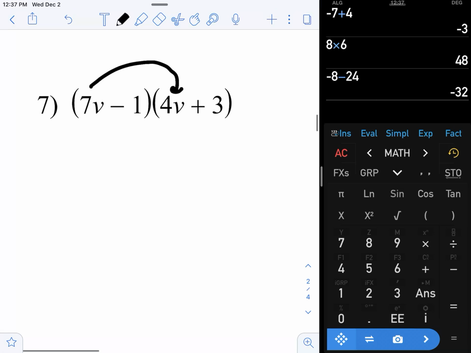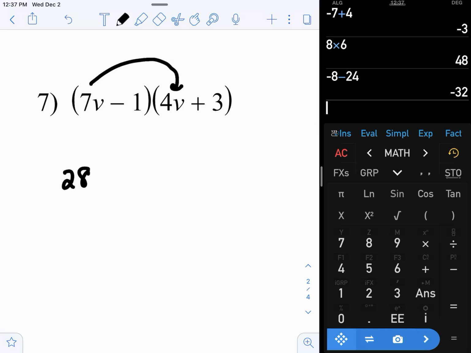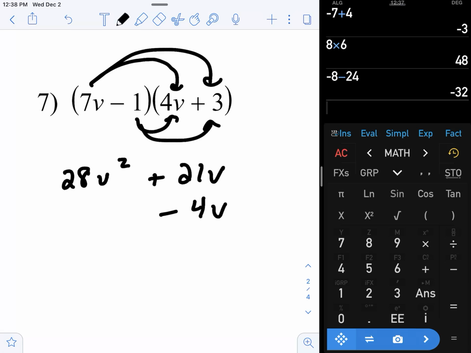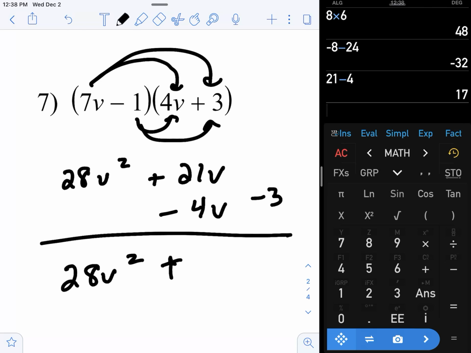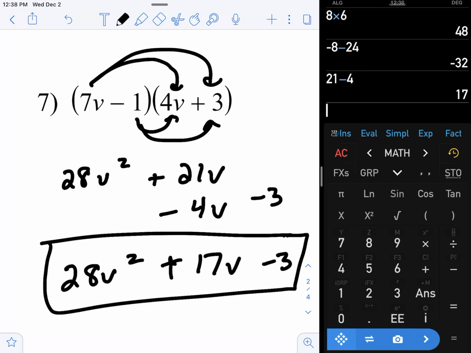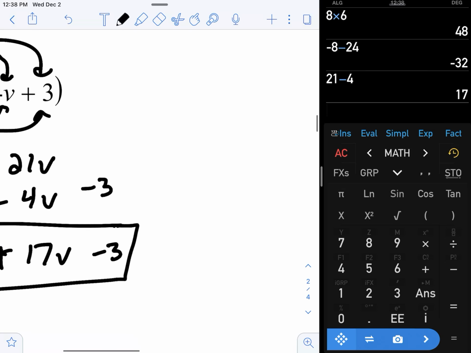Okay. 7v times 4v, 28v to the second, plus 21v minus 4v minus 3. 21 minus 4 plus 17v minus 3.